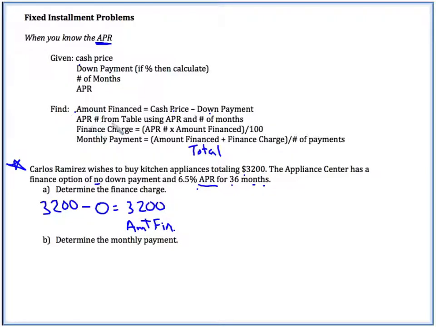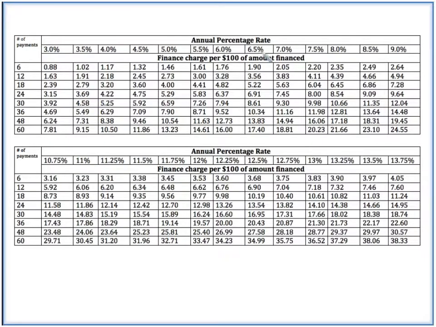Now, what we need to do is determine the APR number from the table using our APR and the number of months. Okay, so our APR is 6.5%, and this is for 36 months. So let's go back to that table. Here is an APR of 6.5%, and then here is 36 months. So you just look where those join together and you get an APR number of 10.34. So what that is, it's $10.34 of finance charge for every $100 we borrow. So our APR number here is 10.34.